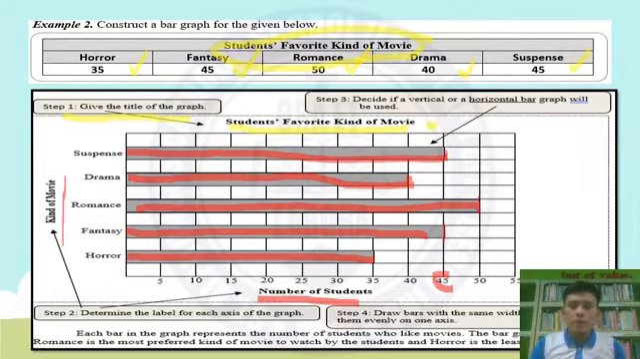So, each bar in the graph represents the number of students who like the movies. The bar for romance is the highest, the most preferred kind of movie to watch by the students, while horror is the least.